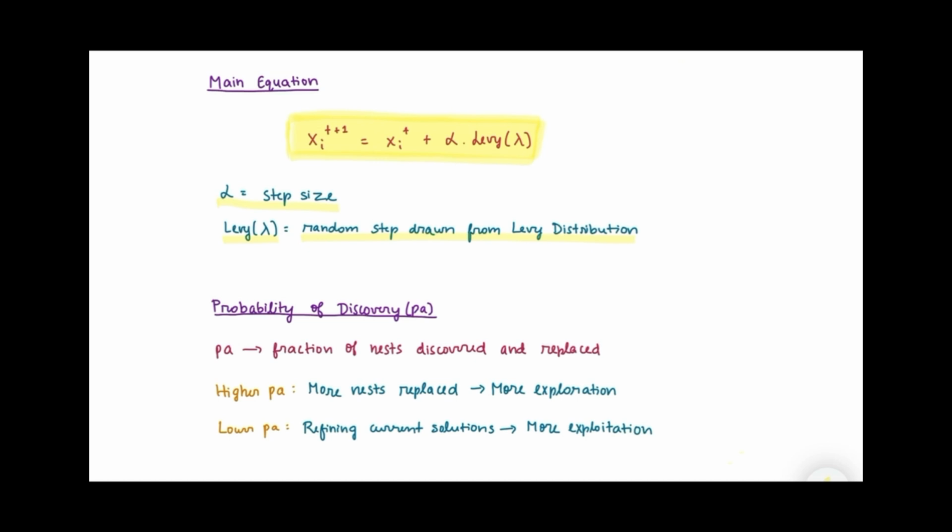Moving to the probability of discovery, PA. PA is the fraction of nests that are discovered by the host bird and get abandoned and are replaced by new random solutions. Now higher PA means more nests get replaced, that is more exploration of the search space. If there is lower PA, that means fewer nests get replaced, so the good solutions undergo refining, and that is more exploitation of the search space.